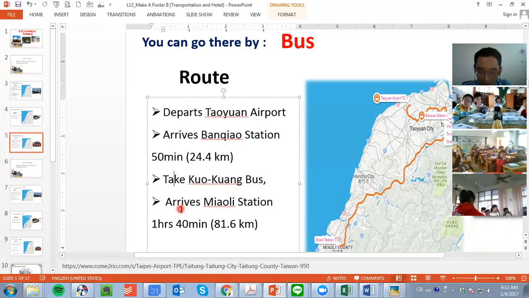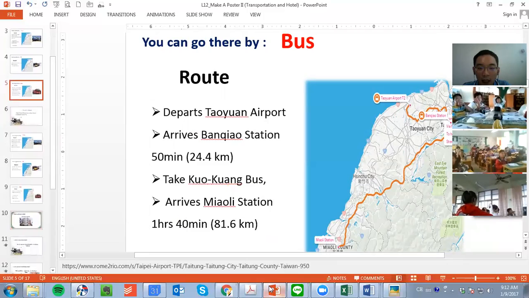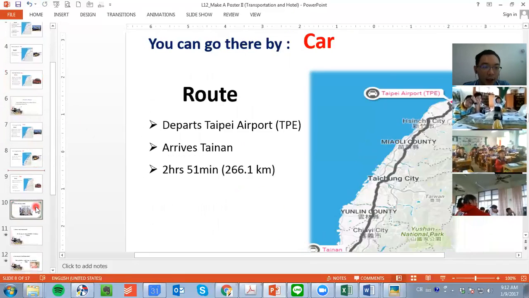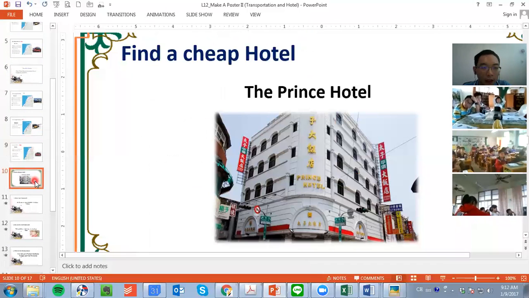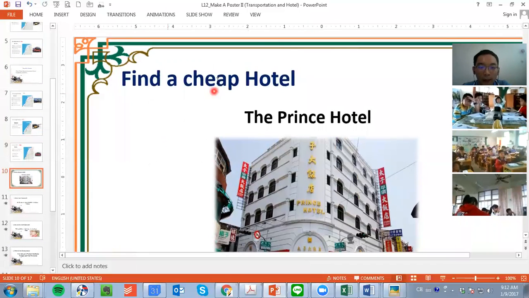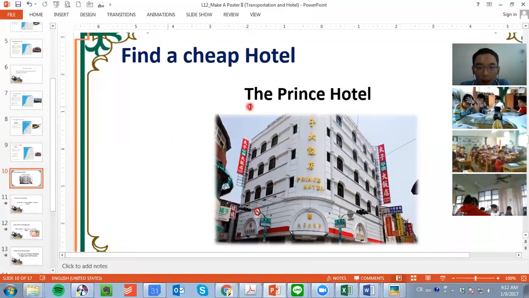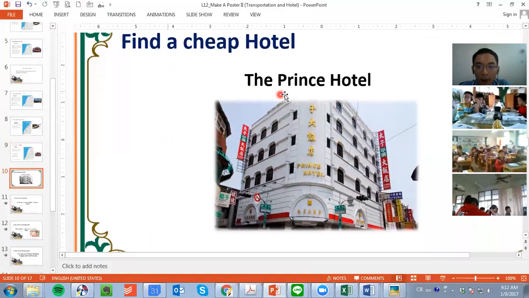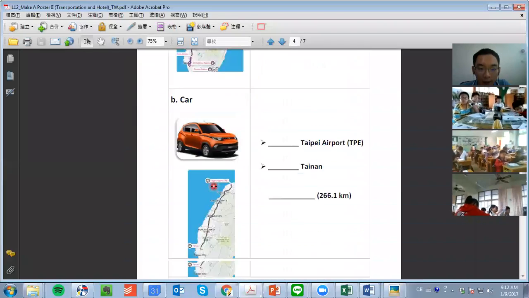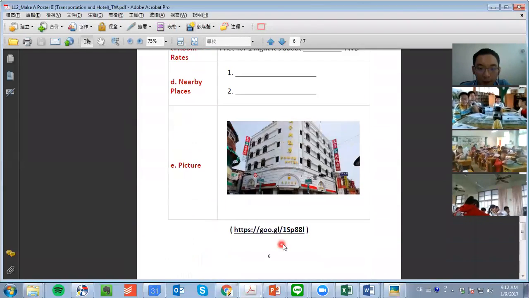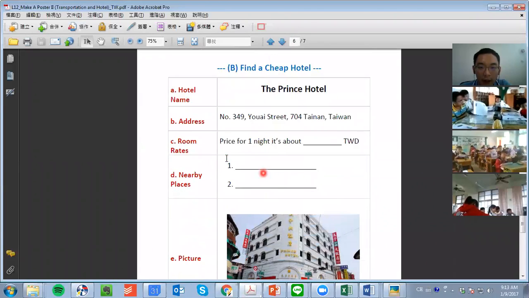Very good. All right, so that's the transportation. Others, you can just check on the PPT, it's not important. You can write it by yourself. Now let's go to the hotel. Find a cheap hotel. The Prince Hotel. Here. Page 6.